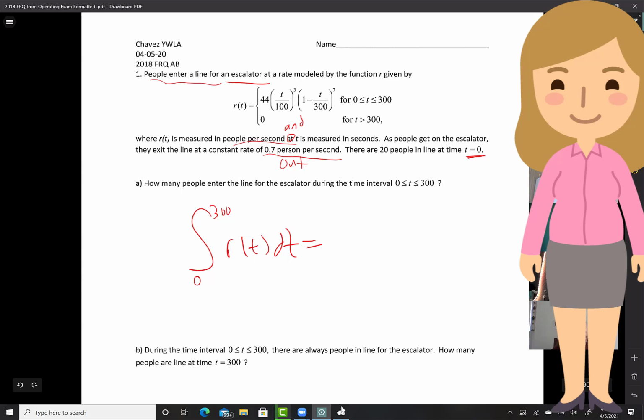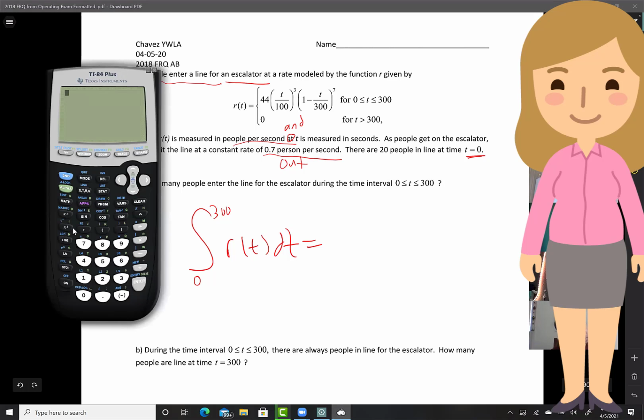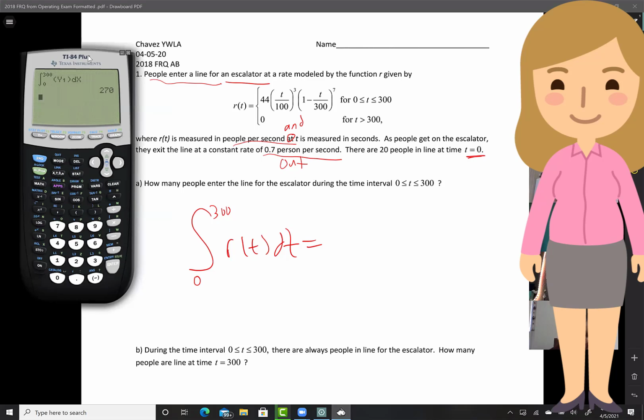I'm going to take out my calculator. So here's my calculator. I'm going to push math. I'm going to push what number is it? 8 or 9? 9. And then I'm going to go 0, 300. And then I just type in Y1, alpha trace, Y1. And I think they said to the nearest whole number, right? Or something. Oh, actually, no, they got a perfect 270. All right, so there it is, a perfect 270.